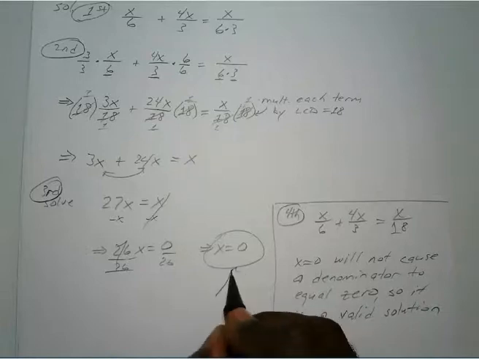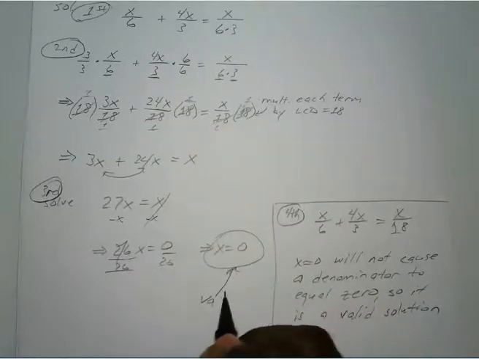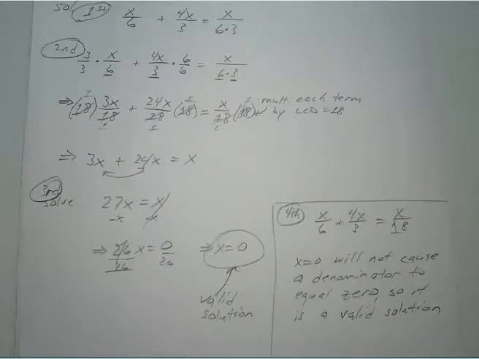Okay, so x equals 0 is a valid solution. There are some cases where if you plug it in, you will end up with a denominator of 0, which means you won't be able to use that solution. All right, so let's go ahead to our next example.